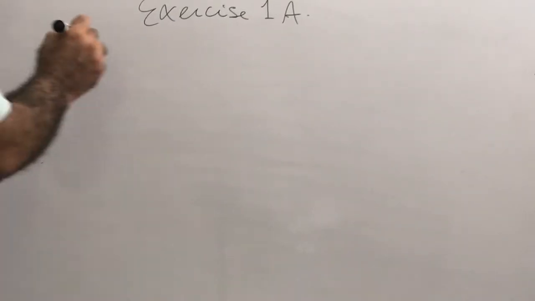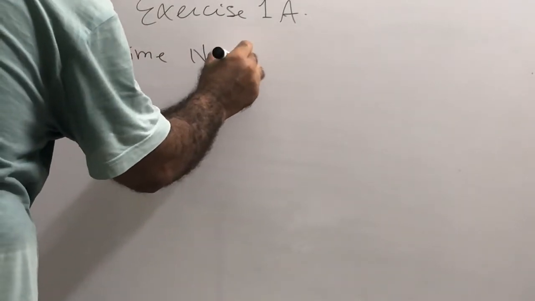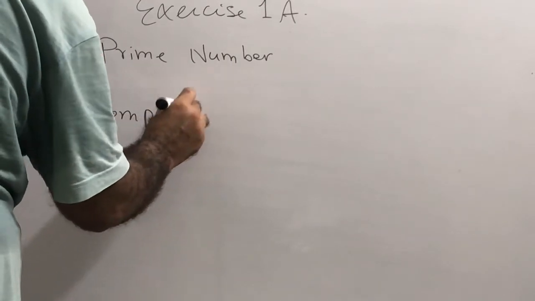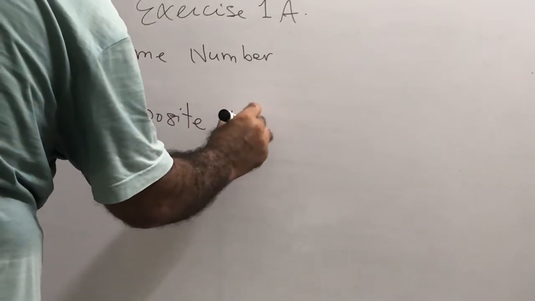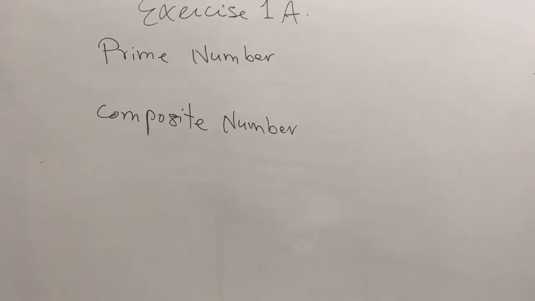We start with question number 1, which says, determine whether each of the following is a prime or a composite number. What is a prime number and what is a composite number?